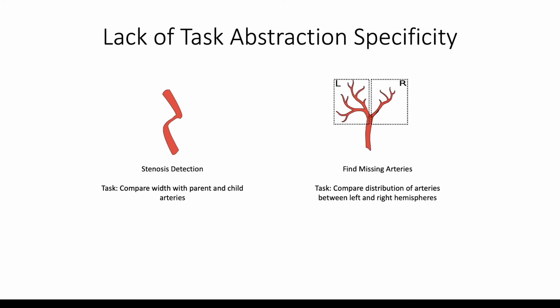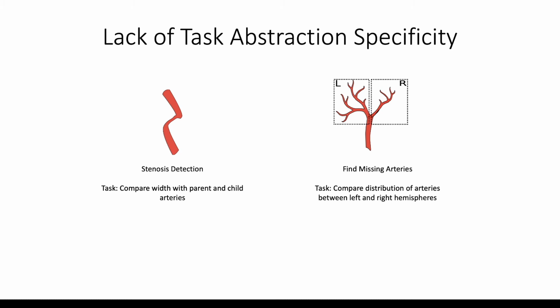The first task is stenosis detection. Stenosis occurs when a cerebral artery abnormally narrows due to accumulation of plaque. To detect it, doctors compare the width of suspected arteries with its hierarchical neighbors like the parent and the child. The second task is finding missing arteries. To find missing arteries, doctors compare the distribution of arteries in the left and right brain and then use the comparison as a benchmark to diagnose if some arteries were missing from a human brain.